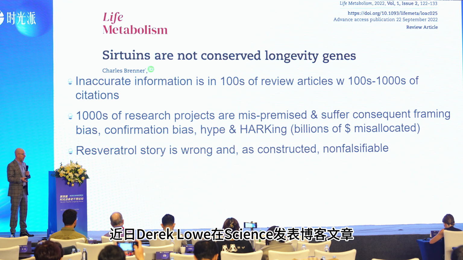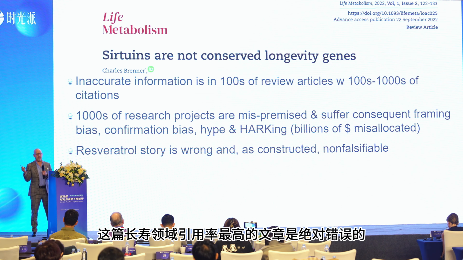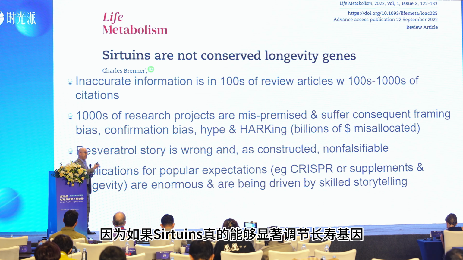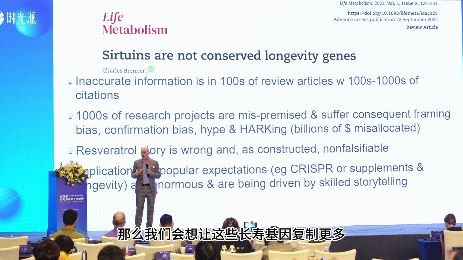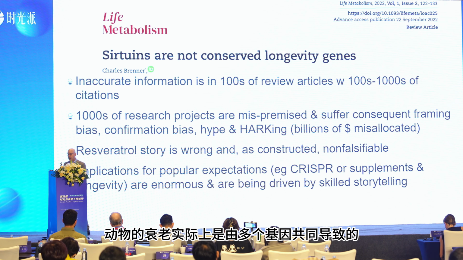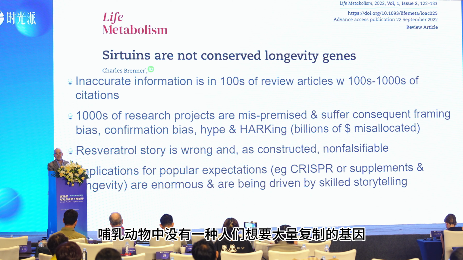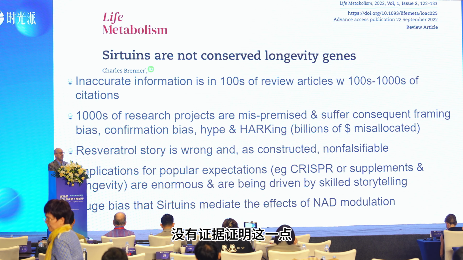Derek Lowe recently wrote in a Science blog article that articles actually by Bauer and resveratrol, the most highly cited papers in longevity, are wrong and cannot be right. The implications for popular expectations of longevity are enormous. Why? Because if it were true that sirtuins are dominantly acting, positively acting longevity genes, then we would all want more copies of them, and CRISPR would change everything. But as we've heard from the folks in the front row, aging in animals is actually highly polygenic, and there's no identified gene in mammals that you want more copies of. And so there's a huge bias that sirtuins mediate the effects of NAD modulation that is not supported by evidence.